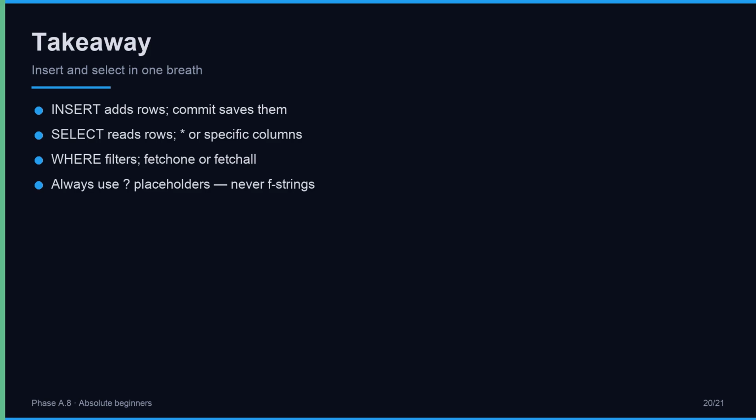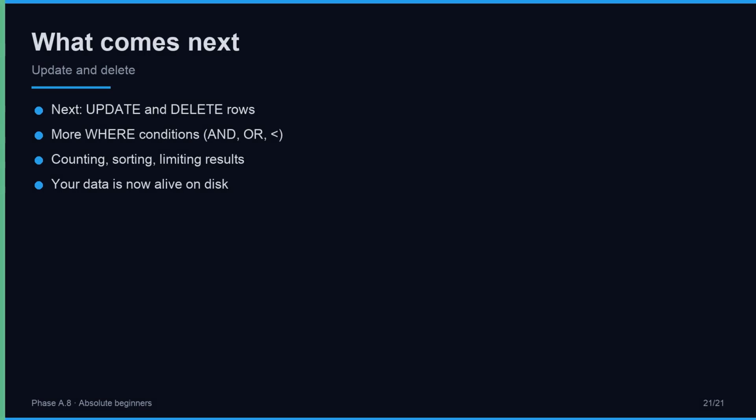Two commands, one rhythm. Next lesson, we learn to change rows that already exist with update, and to remove rows with delete. Then we deepen where with conditions like and, or, less than, greater than. We learn to count rows, sort them, and limit how many come back.